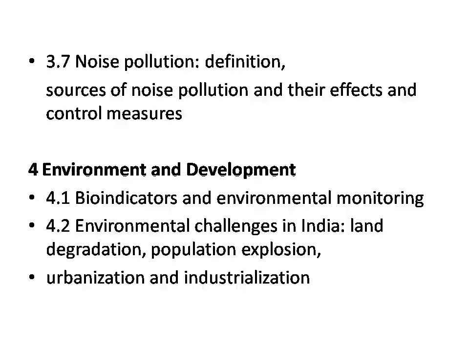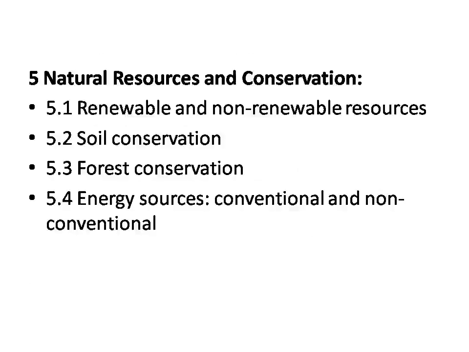The fourth chapter deals with environment and development. Here bioindicators and environmental monitoring, environmental challenges in India, land degradation, population explosion, urbanization and industrialization are covered. The fifth chapter deals with natural resources and conservation: renewable and non-renewable resources, soil conservation, forest conservation, energy sources, conventional and non-conventional.